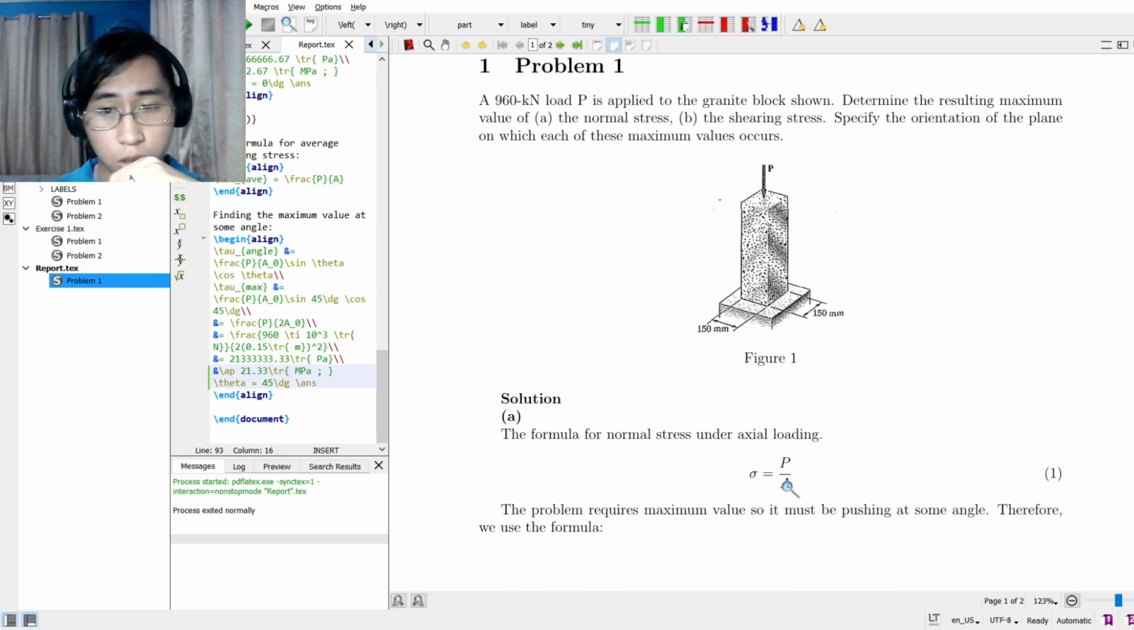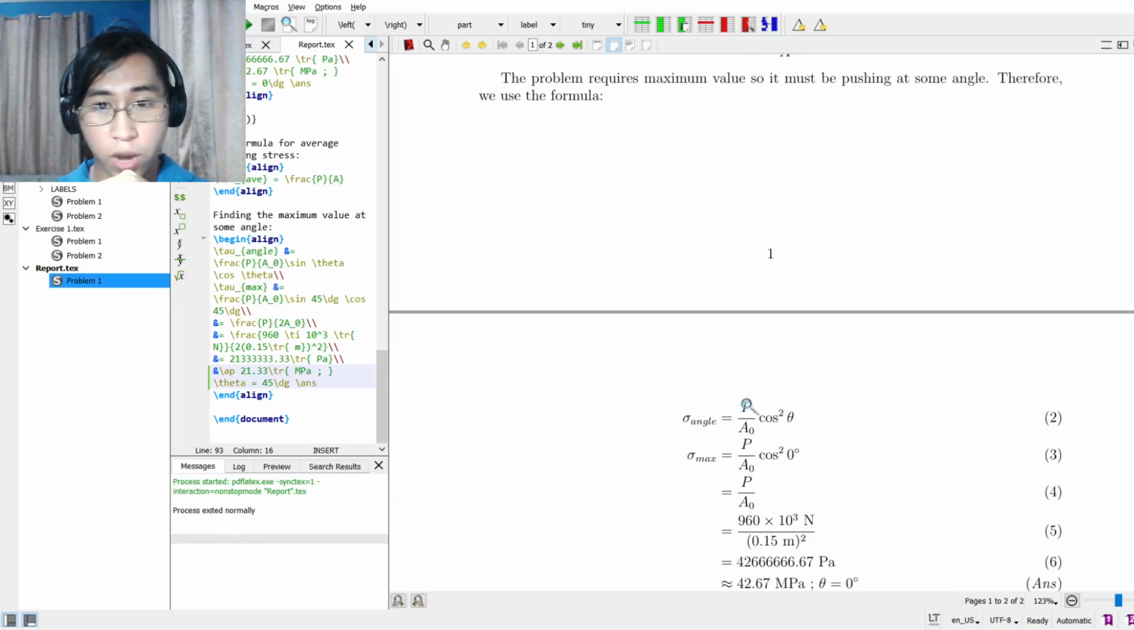For normal stress under axial loading, you have a formula which is sigma is equal to P divided by the area. Now normally we would just plug that in there and be done, but the problem here is that it's asking for the maximum value of our normal stress. And so what that means is that we're applying our load P at a certain angle to achieve maximum normal stress. And so our formula changes a little bit into this one right here. Sigma theta is equal to P, or force, divided by our area A naught times cosine squared theta, in which theta is our angle at which we would be applying our load.